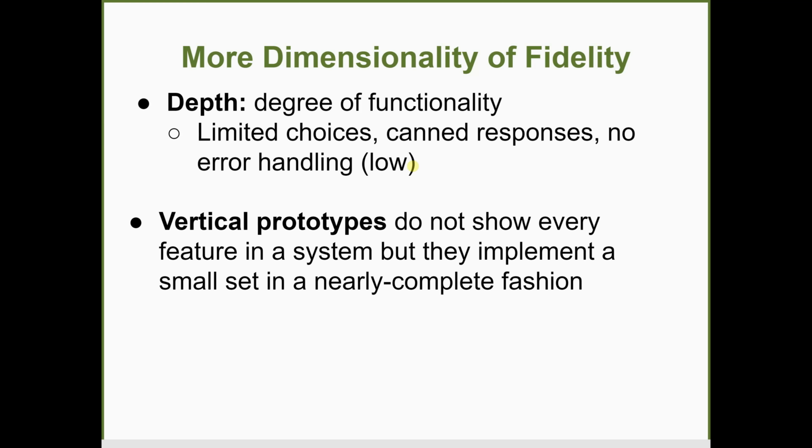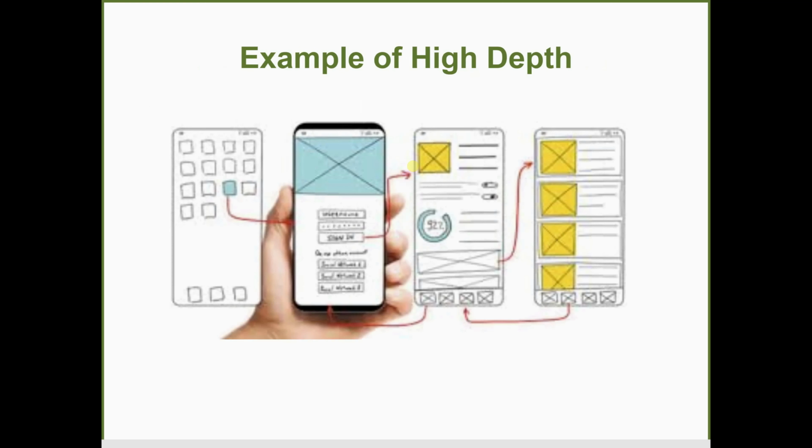Now, closely linked to the idea of depth are vertical prototypes. Vertical prototypes do not show every feature in a system, but they implement a small set in a nearly complete fashion. This is an example of a prototype of high depth, or a vertical prototype. As you can see, it has a lot of features, but we don't exactly know what they are. What the designer has attempted to do here is implement the entire functionality of this feature. So all the screens that are going to follow after clicking here have been created by the designer. And this is an idea of a vertical prototype.